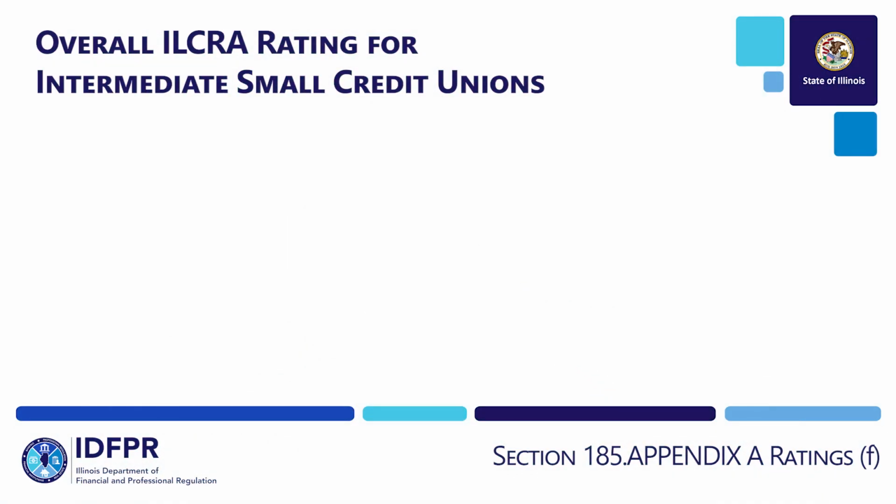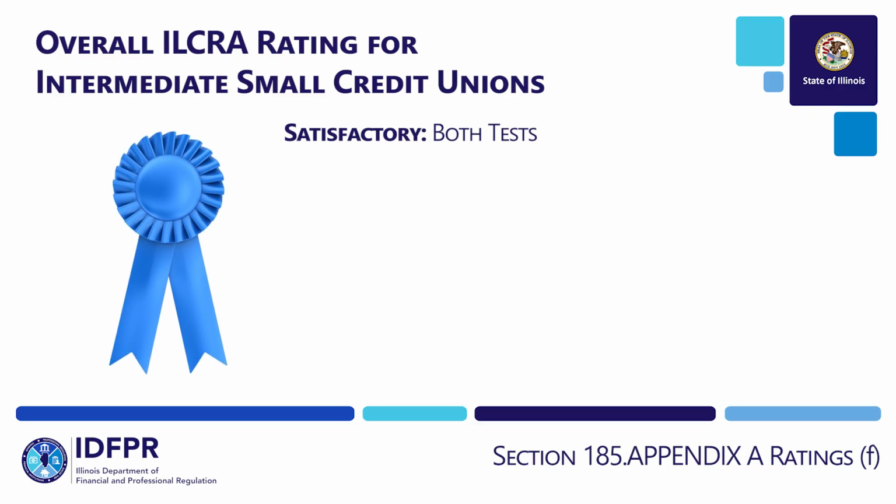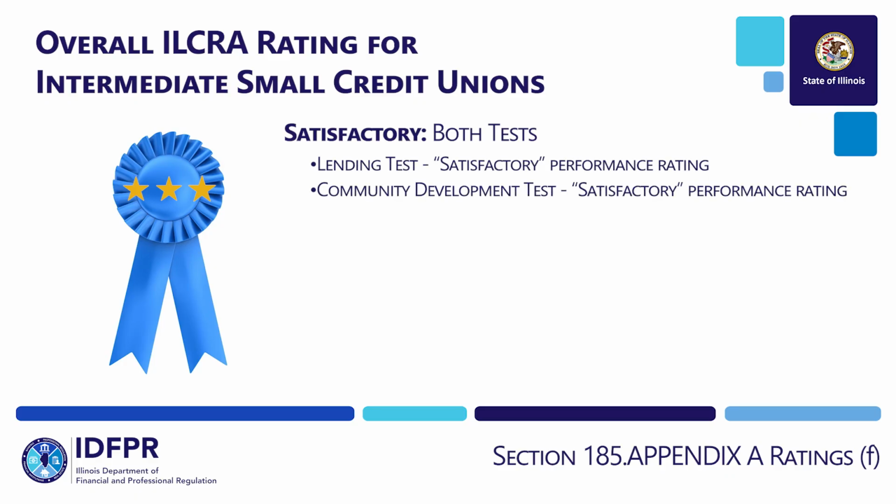Overall ILCRA rating for intermediate small credit unions. In addition to relevant assessment factors, an intermediate small credit union's overall ILCRA rating is evaluated using the modified lending test and the community development test. For an overall ILCRA rating of satisfactory, an intermediate small credit union must receive at least a satisfactory rating on both the modified lending test and community development test.